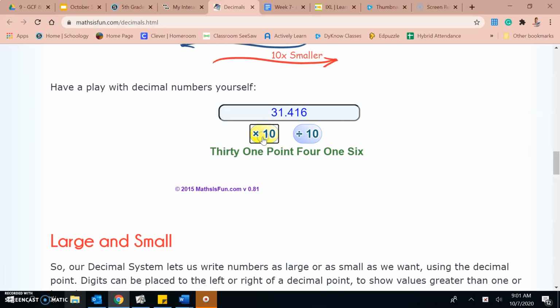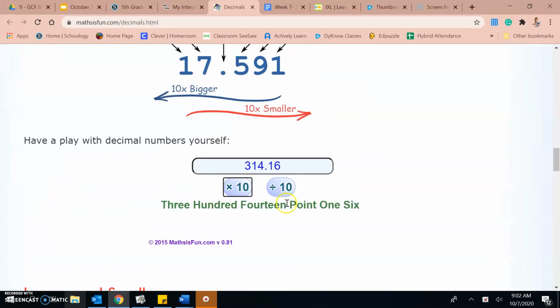So I want you to practice, or I'm going to show you a little bit here. If I multiply by 10, notice my whole number gets larger. But if I divide by 10, notice how my decimal gets smaller, and smaller and smaller the more I divide by 10. So when I multiply by 10, it gets larger. When I divide by 10, it gets smaller. So that's where we're going to stop for right now.